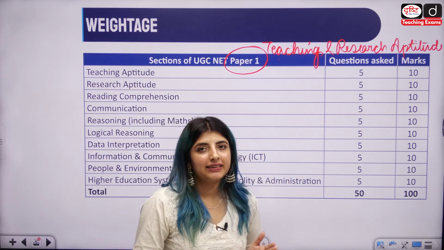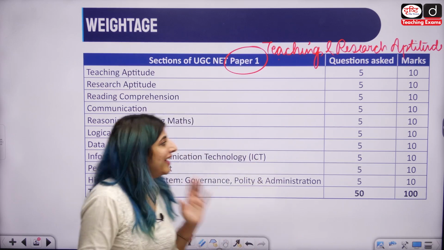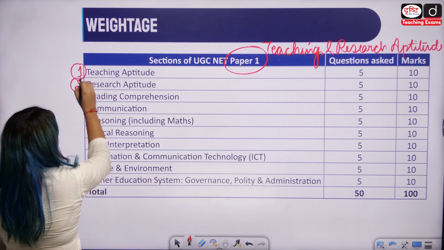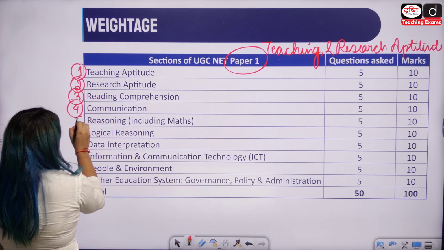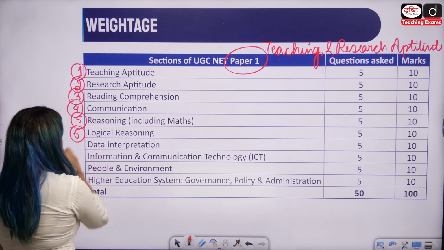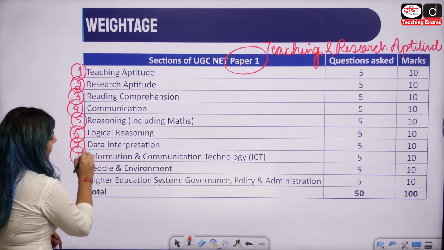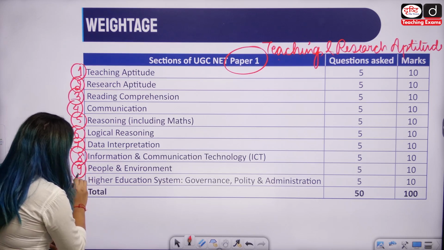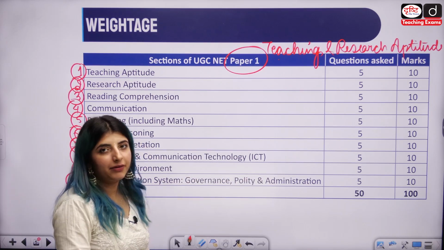So paper 1 is further subdivided into 10 units, namely teaching aptitude, research aptitude, reading comprehension, communication, reasoning including mathematics, logical reasoning, data interpretation, information and communication technology, people and environment, and higher education system, governance, polity and administration.